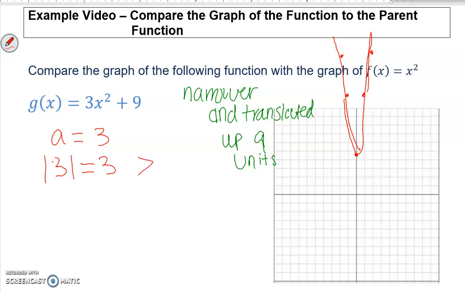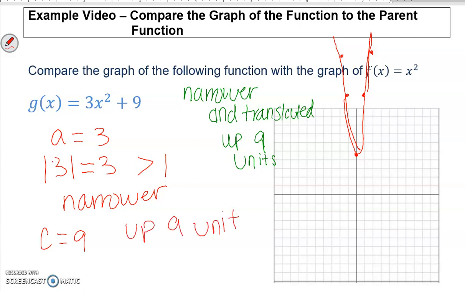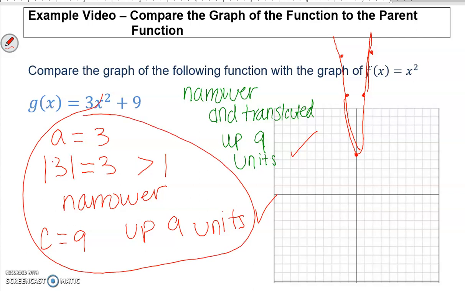So greater than 1. So we know that it's going to be narrower than the parent graph. And now we can check our c value. So c is equal to 9. So in fact it is translated up 9 units. So either way works. Mathematically it's a little faster, so this is the faster way, but graphing also shows you a visual of it.